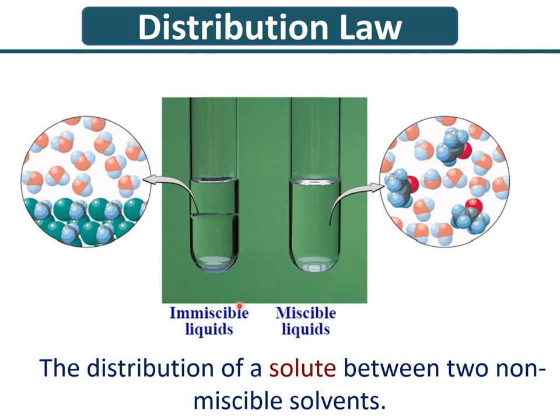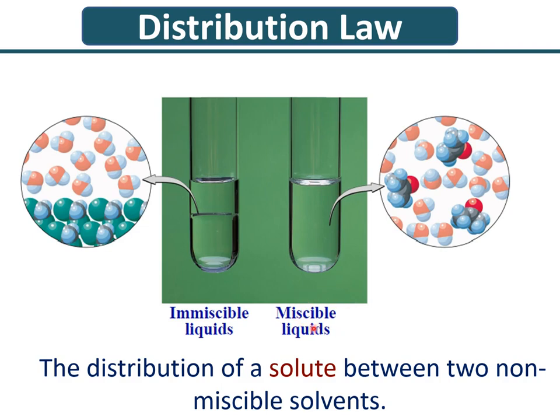This is an example for miscible liquids and immiscible liquids. At the left of the image here, we have two immiscible liquids like water and oil, or water and hexane. You can see that they separate into distinguishable layers, and you can see this obviously with your eyes. On the other hand, on the right side of the image here, we have two miscible liquids. They dissolve homogeneously in each other, so you cannot distinguish any separation between the two liquids.